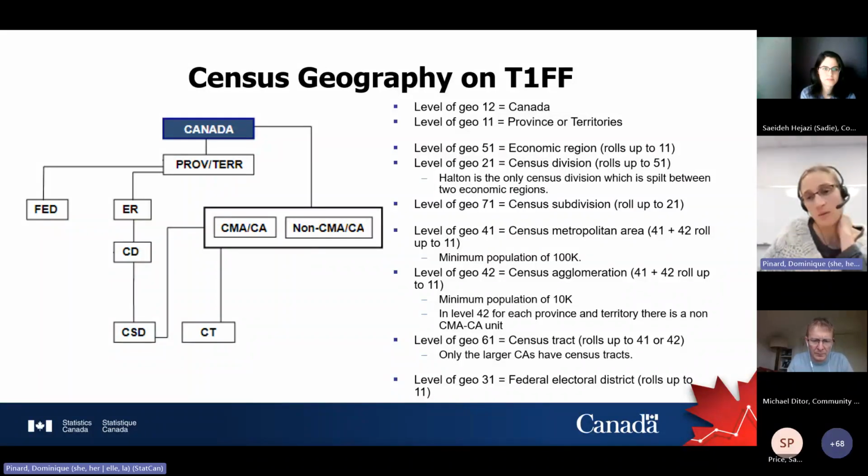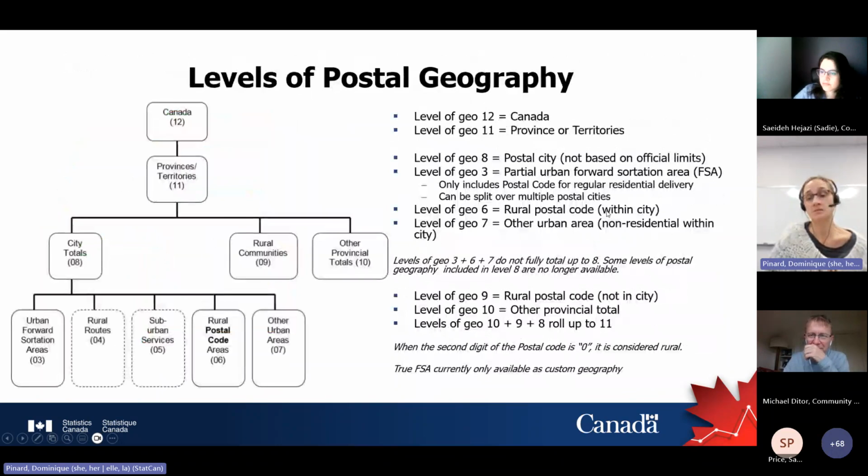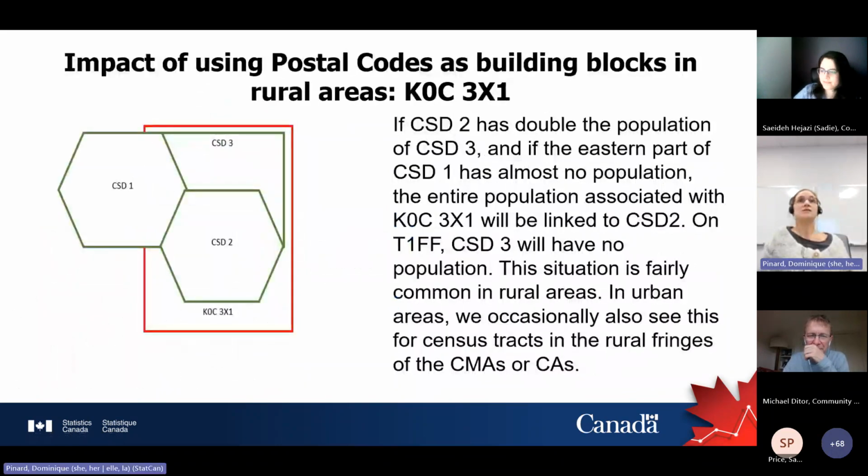So I mentioned that the postal code is the main unit used to derive the census geography, and it creates a little bit of a problem because postal codes do not always respect census boundaries. So what happens in these cases is that the TIF needs to make a decision, and this slide shows really well how the decision making is done.